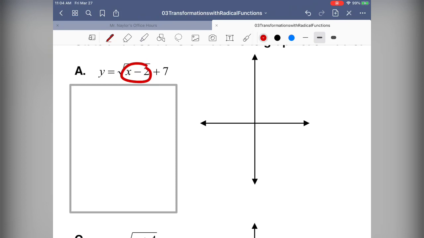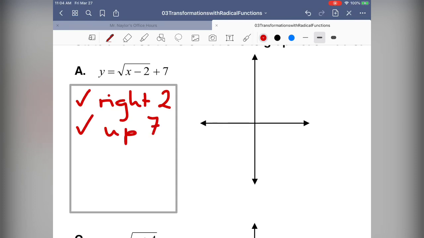Here we have a -2 on the inside. So remember, a -2 on the inside is going to shift the graph to the right. Specifically, it's going to go right 2. We have this +7 on the outside. That's going to be a vertical shift up. Of course, specifically up 7.